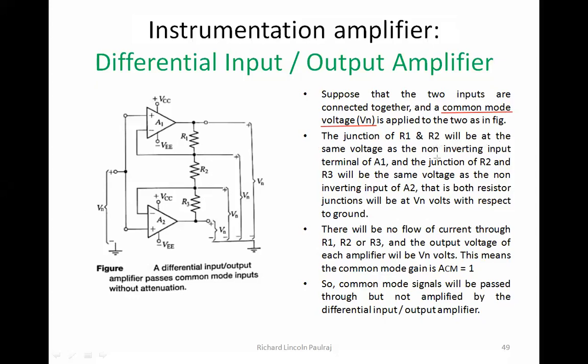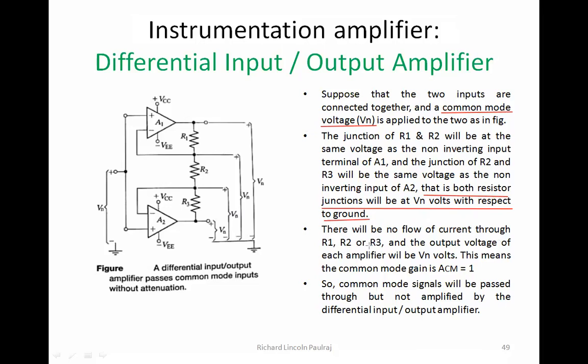Okay, so the junction of R2 and R3 will be at the same voltage as the non-inverting input of A2. So what we are trying to say? We are trying to say that both the resistor junctions will be at Vn voltage with respect to ground. This is pretty interesting, right? Even here I'm getting Vn, Vn, Vn, and Vn. No matter at what point I connect with respect to ground, it's going to be the same. So there will be no flow of current through R1, R2, and R3.